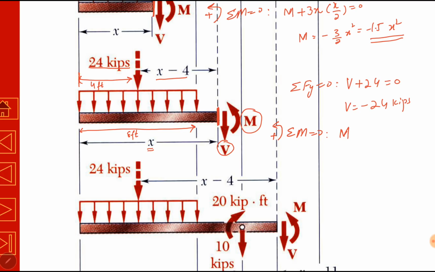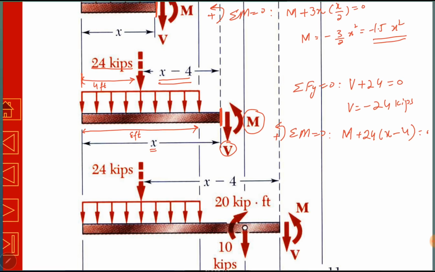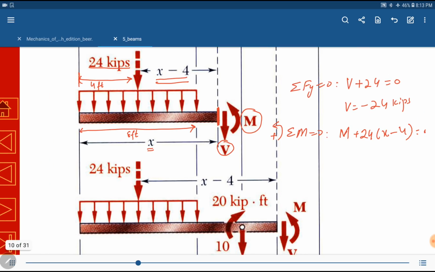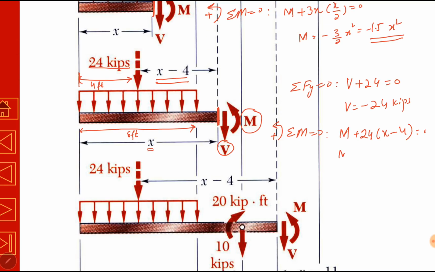Shear force V does not produce any moment because it is acting at the same point where we are finding moment. Another force is 24 kilopound force in the same direction. It is producing moment, 24 into x minus 4, the distance of x minus 4. So M will be 96 minus 24x. This is a linear function of x because shear force was constant.